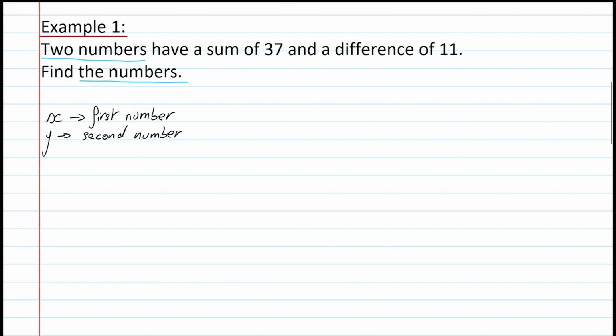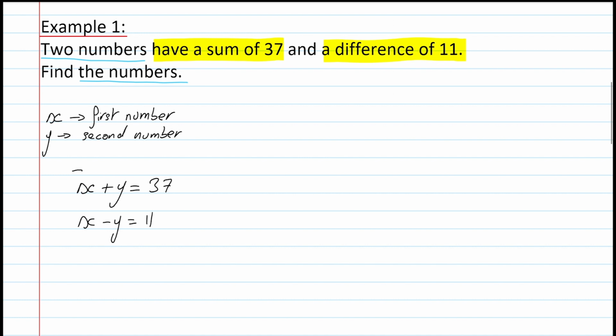Okay, next we have to find the equations. The first thing we're told is that two numbers have a sum of 37. A sum means an addition, so we can write that as x plus y equals 37. Next, we're told that the two numbers have a difference of 11. A difference is a subtraction, so x minus y equals 11.